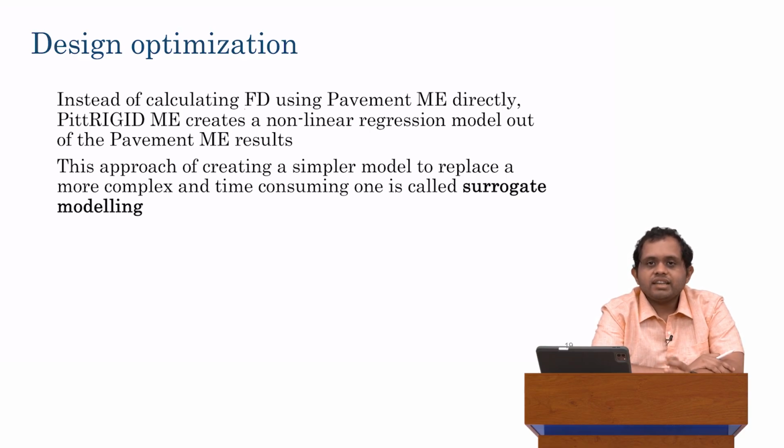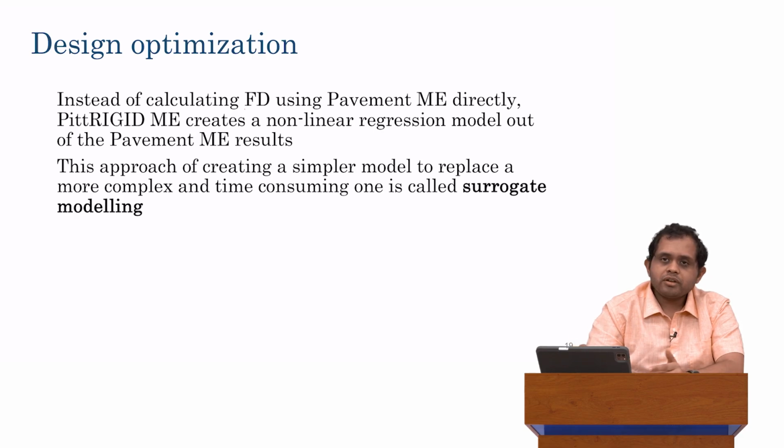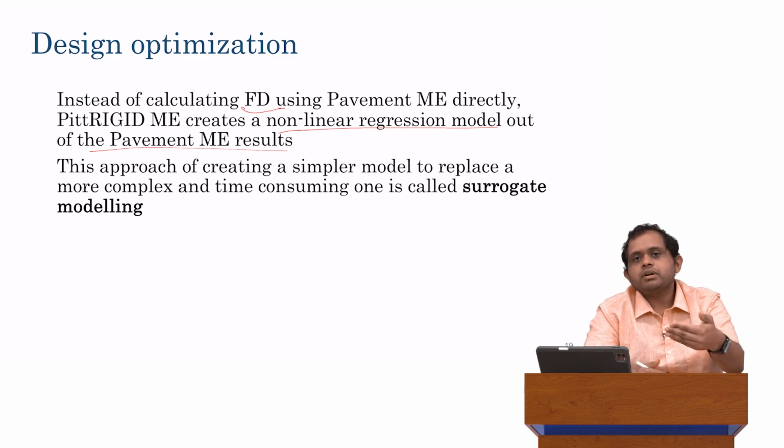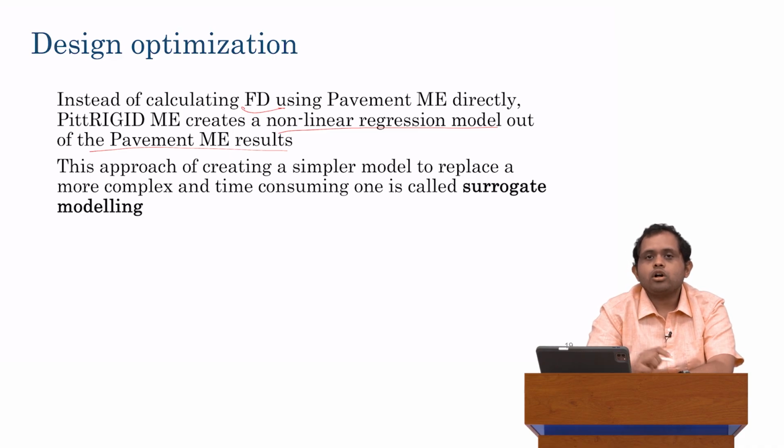Then what they did was, even then, 5 or 6 inputs, it's still a lot. So they actually did a further simplification. If you use pavement ME even for 5 or 6 variables, you would calculate fatigue damage directly. Instead, what pit rigid ME does is, it actually creates a non-linear regression model. So it ran pavement ME for a number of cases, and then instead of running it again, from those cases, it created a non-linear regression model.